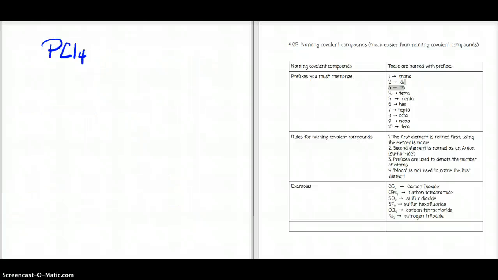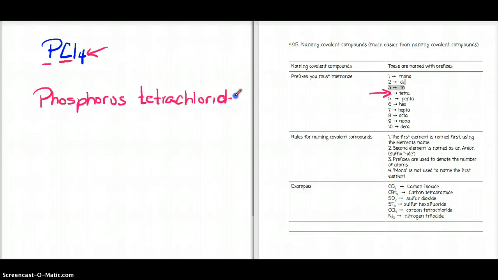Okay, let's try another one. So in this one, we have 2 elements again, P and Cl. So the P stands for phosphorus, and we've got 4 chlorines. So if we go over to here where it says 4, we can see that the prefix is tetra. So we're going to say tetra, and then we have chlorine, which we know is chloride. So we have phosphorus tetrachloride.